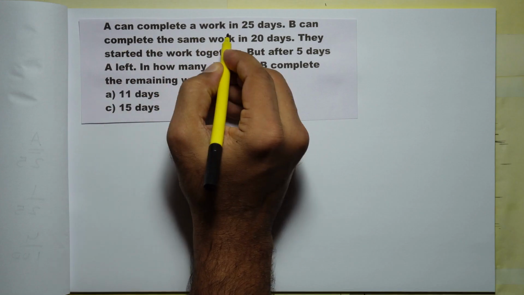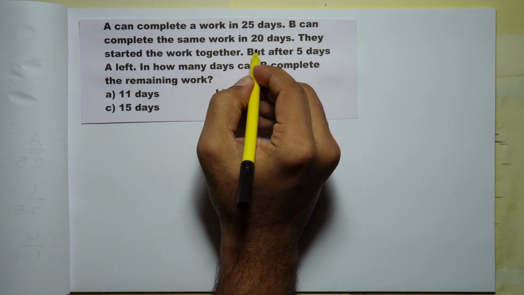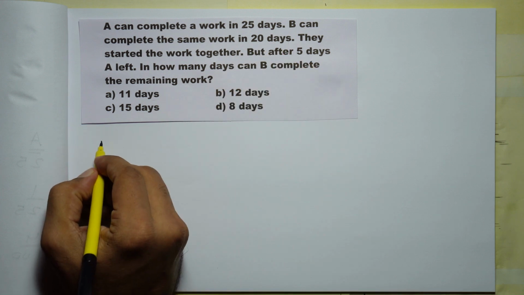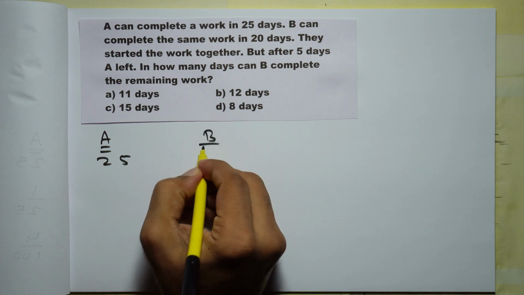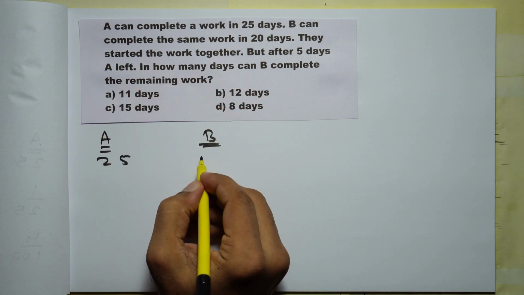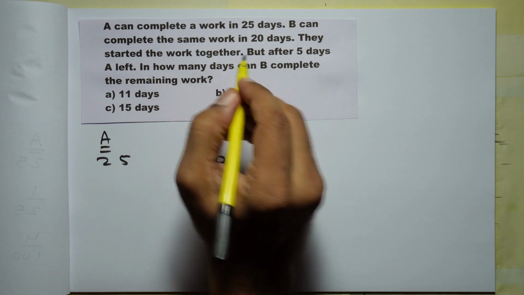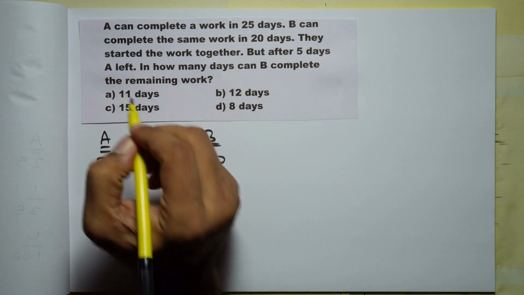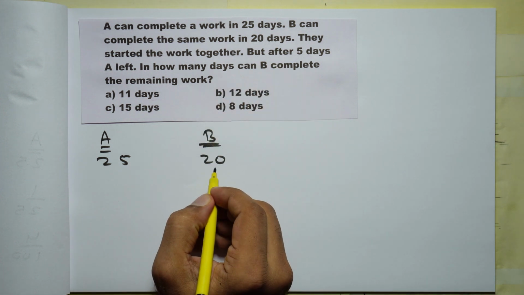A can complete a work in 25 days. B can complete the same work in 20 days. So A can do a work in 25 days and B can complete the same work in 20 days. They started the work together, but after 5 days A left. So initially for the first 5 days both A and B are working.